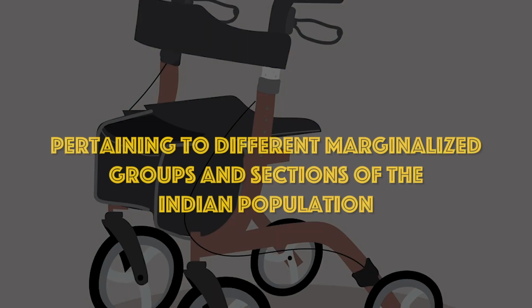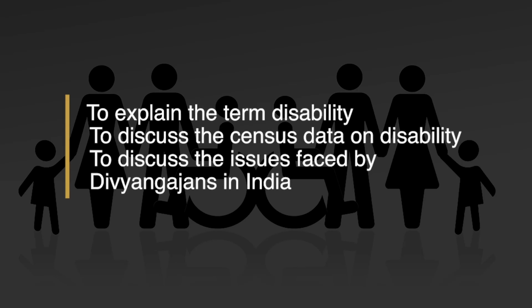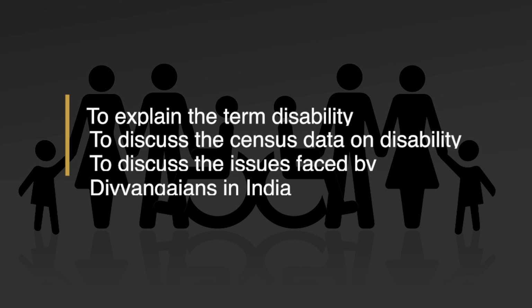The modules in this last week have been deliberating upon the issues pertaining to the different marginalized groups and sections of the Indian population. In this module, we shall be discussing the issues of Divyangjan. The objectives of this module, that is module 40, are to explain the term disability, to discuss the census data on disability, and to discuss the issues faced by Divyangjans in India.